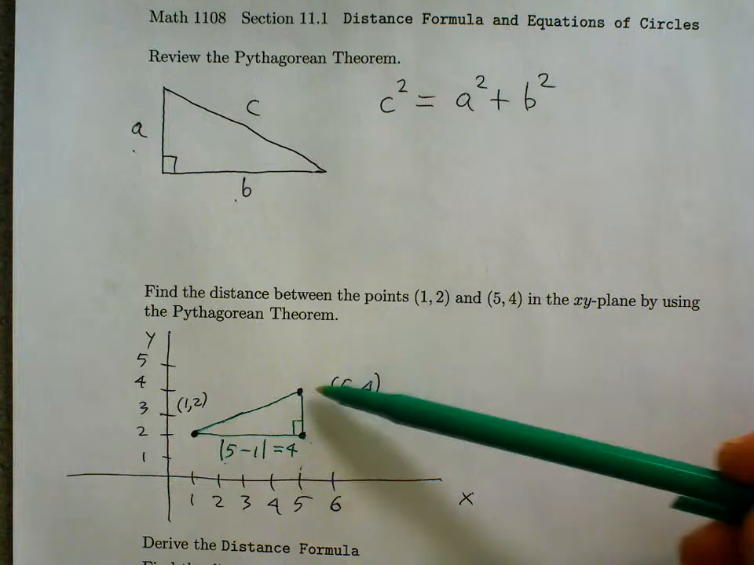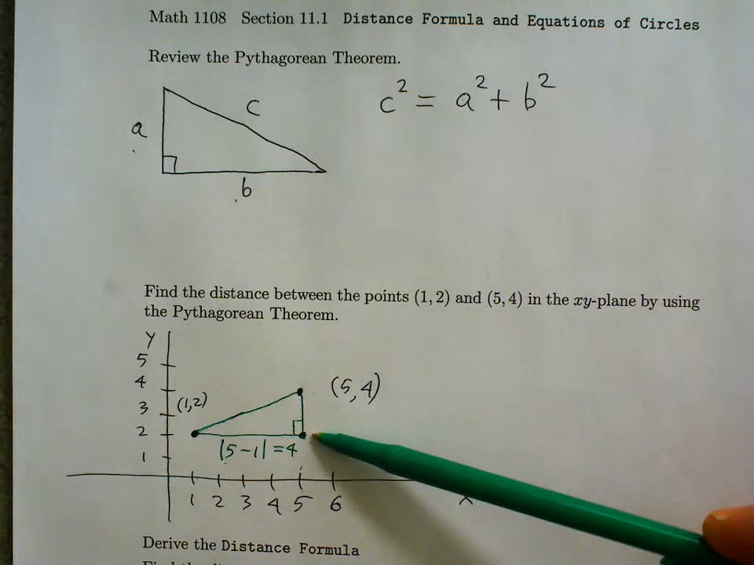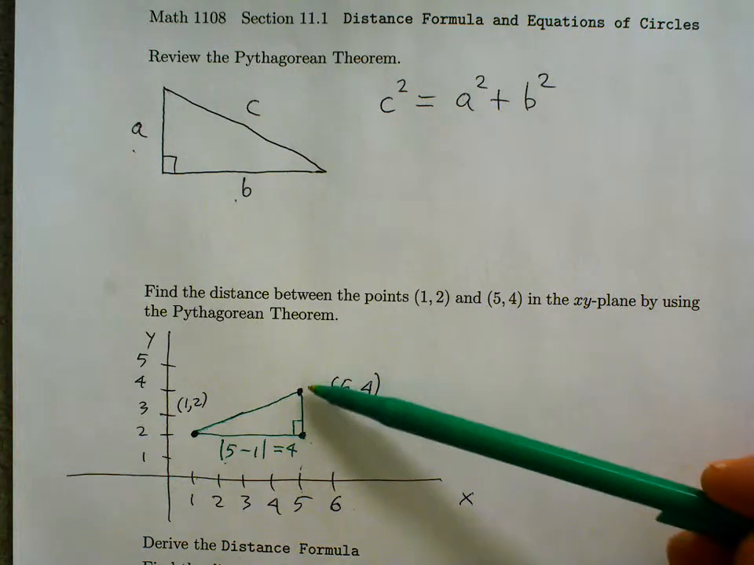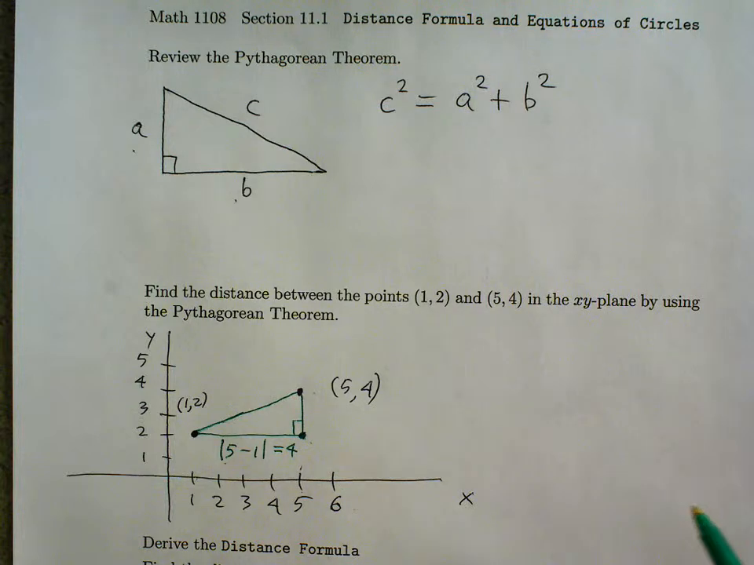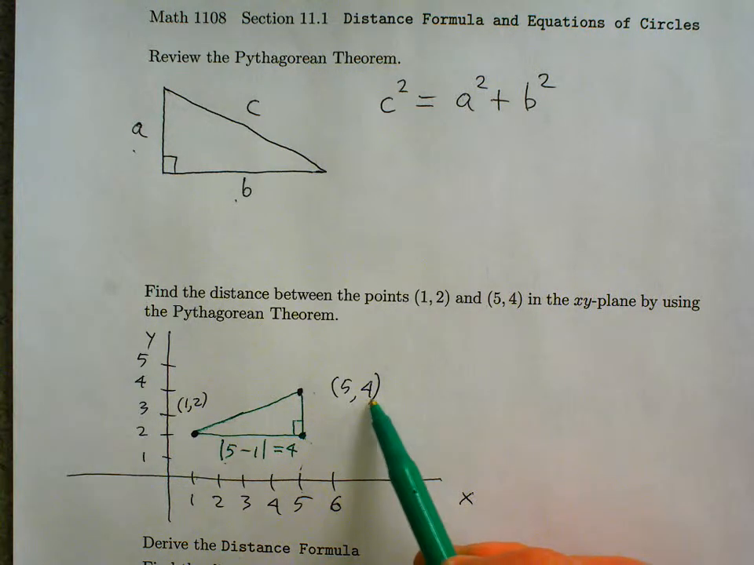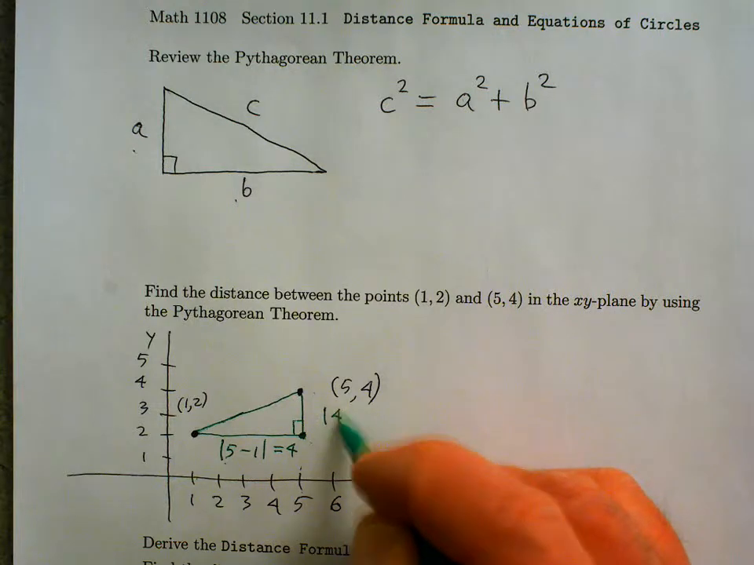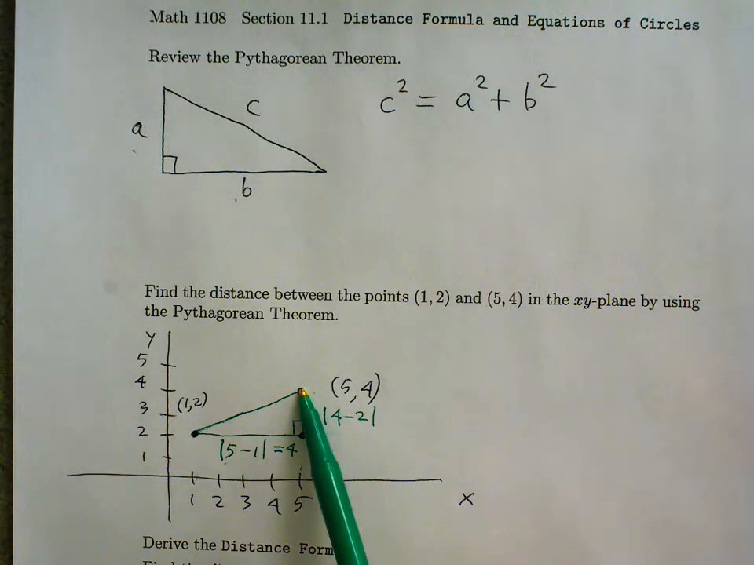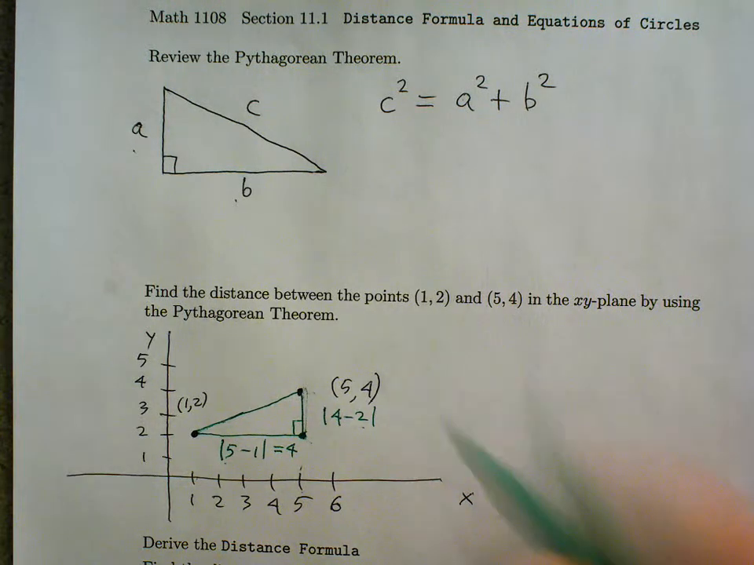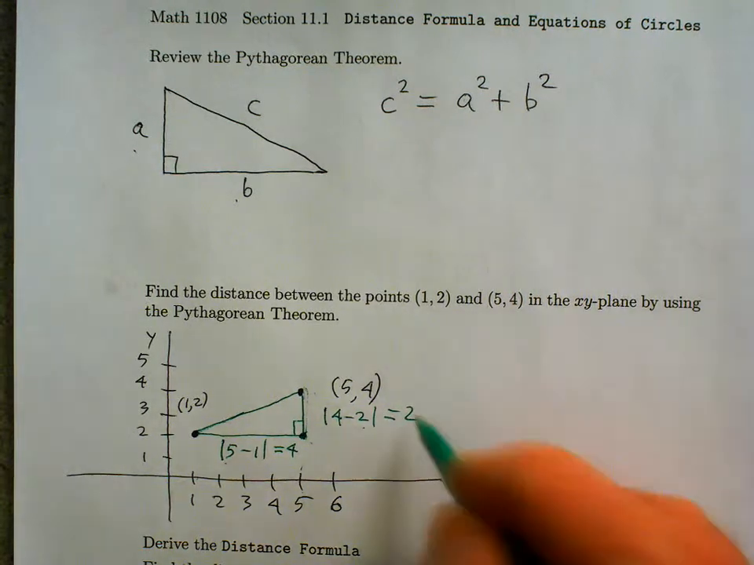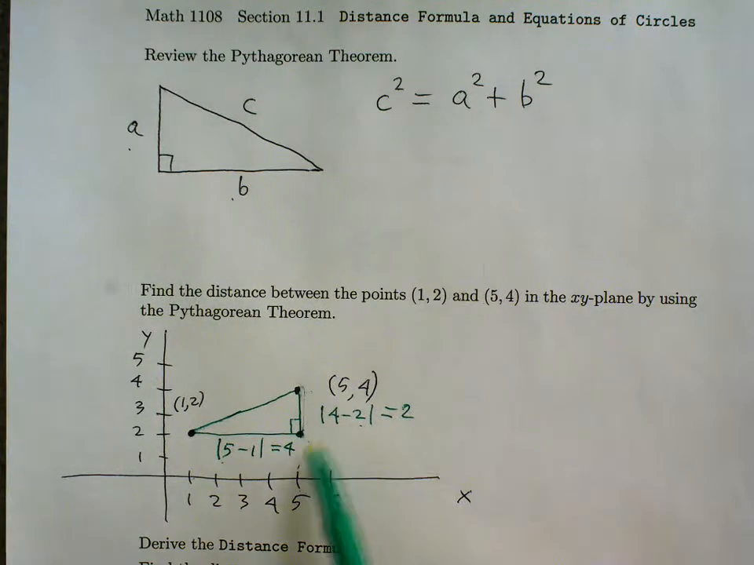And then the length of the vertical side, we can see that that goes from y equals 2 to y equals 4. So we can see that the length of that vertical side is 2 units. But think of that as the absolute value of 4 minus 2. So the y-coordinate of this point is 4. The y-coordinate of that point is 2. So the absolute value of 4 minus 2, which is 2, gives us the length of the vertical side.